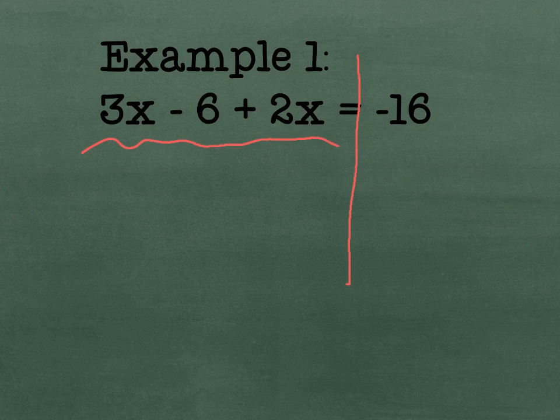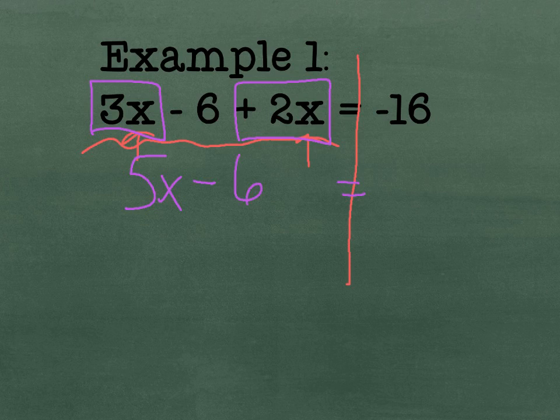Well, my first thought is I'm trying to solve for x and I don't know which x to start with. Am I trying to get this one by itself or am I trying to get this one by itself? Well, the truth is that you actually can't solve for x unless there's only one of them. So what we have to do is we have to combine like terms. This one has an x, this one has an x, so I have to put those together first. 3x plus 2x equals 5x. The minus 6 has nothing to combine, so we're just going to bring that down.